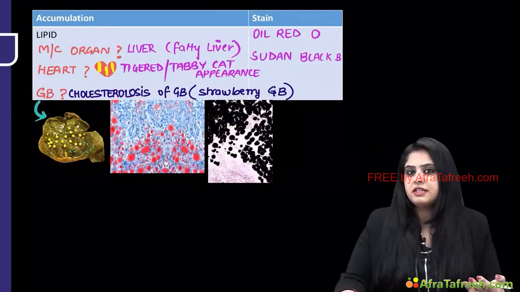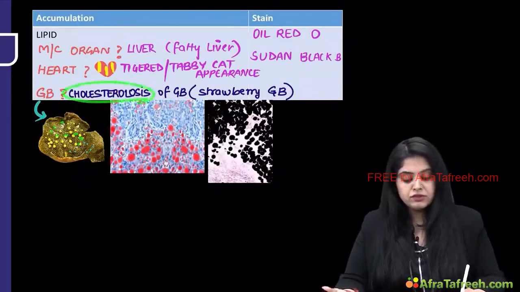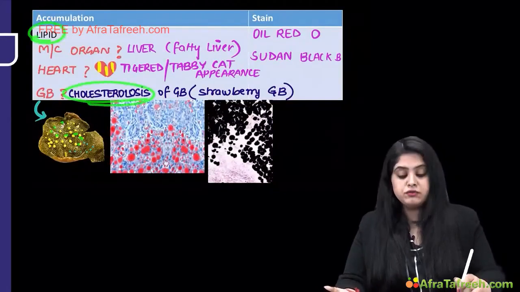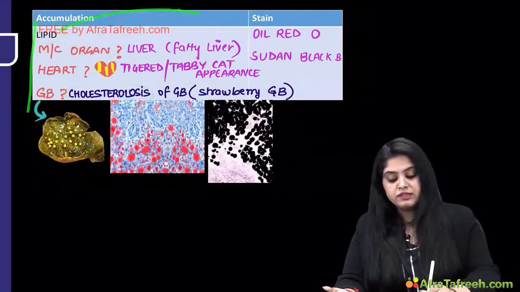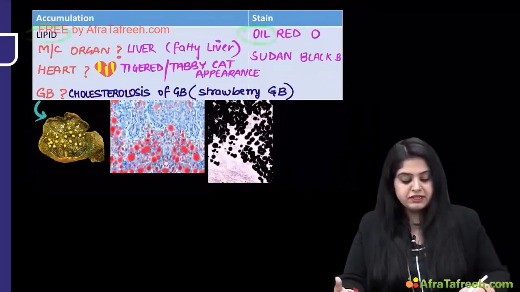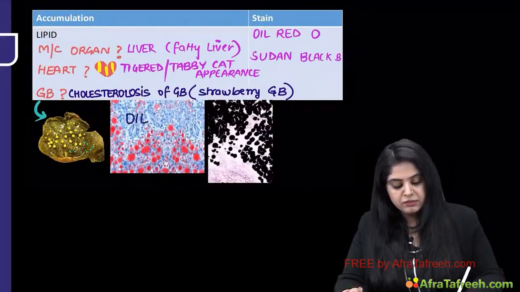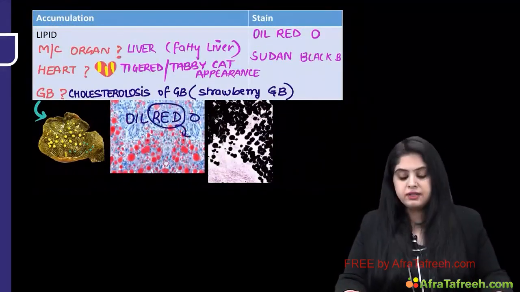Can you tell me one stain for it? For that you should know, these yellow dots are cholesterol. Cholesterol means lipid. So now for all these conditions, what are the stains for lipid? So oil is fat only. Oil sounds like fat. So the red stain that you have over here, this must be oil red O, because common sense, it's going to give a reddish color.